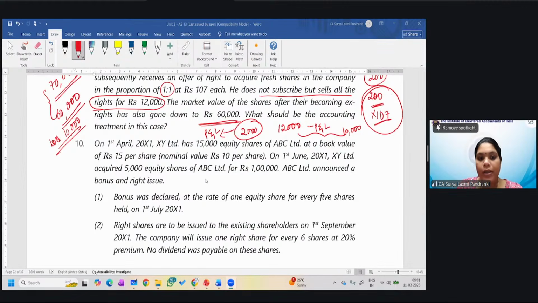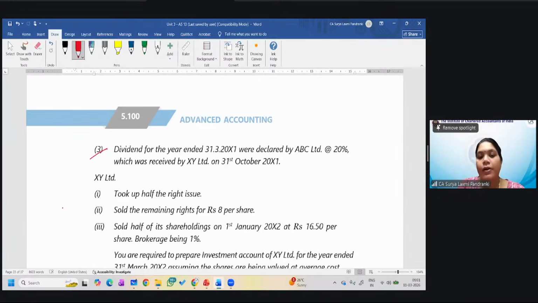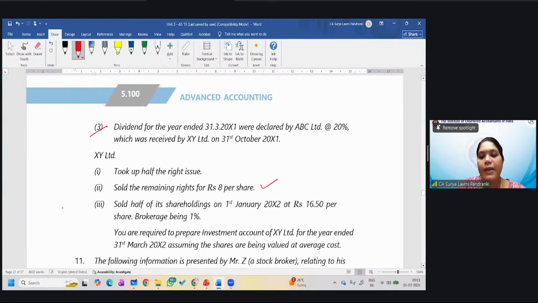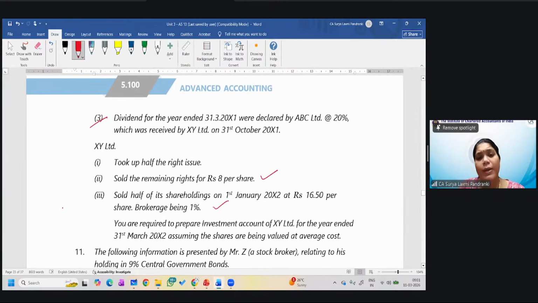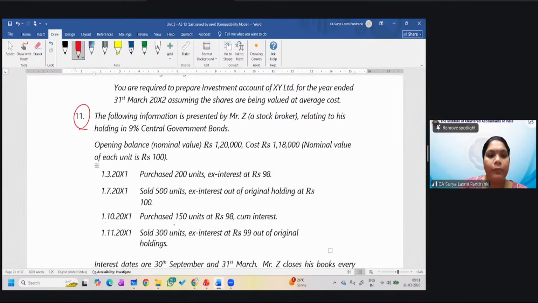And if you look at this 10th one, this is also almost the same. 15,000 equity shares are already existing with you. Then you had a purchase in between. Then you had bonus. Then you had rights issue, and then dividend is declared. You just have to prepare the investment account with some rights being sold and some shareholding being sold at a brokerage and all. Everything is the same. Almost the questions are repeated. So I want you all to try this also. I'll do the 11th one.